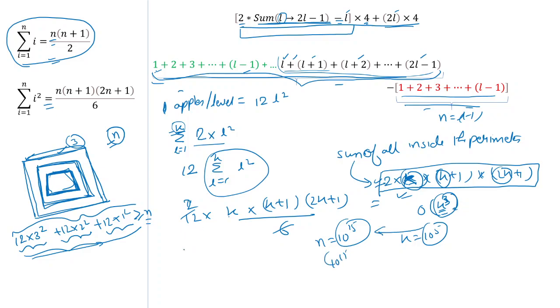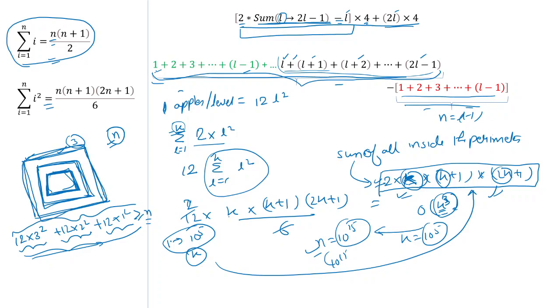So basically what we have to do is loop over from 1 up to 10 to the power 5, and we have to see, if we put the value of K in this particular formula, at which minimum value this sum will be greater than or equal to n. That's it. That is our answer. Once we have got the level at which the summation of all the ones inside it is greater than or equal to n, then we can find the perimeter. How? Let's see. So let me go to the next slide.